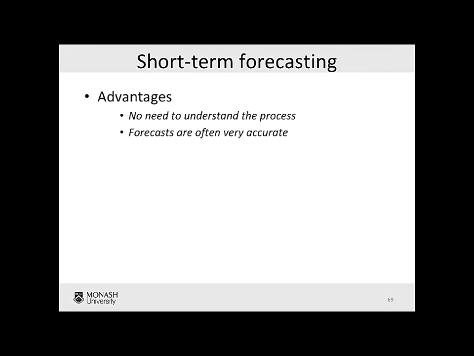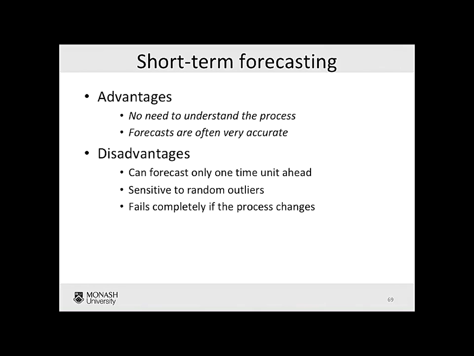It's more accurate at that small detail level, the short-term forecasting level. The further ahead we go, the less accurate it is. We only need to calculate one time unit ahead, and it's very sensitive to random outliers, and it fails if the process changes again.